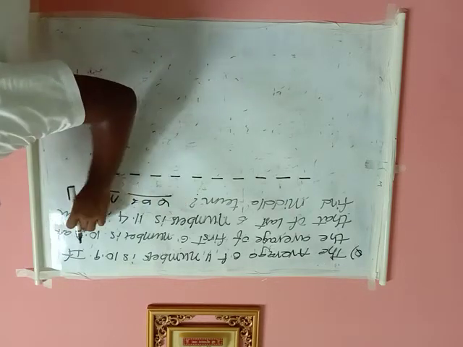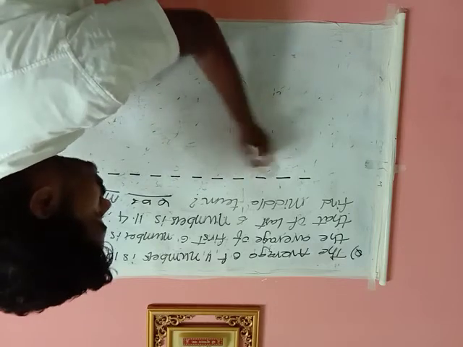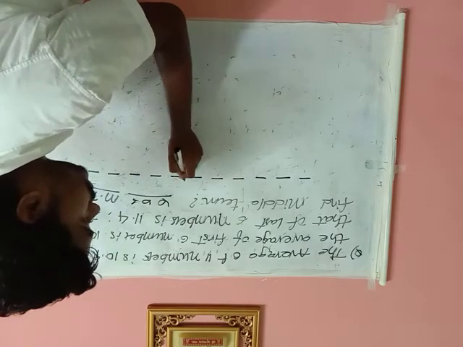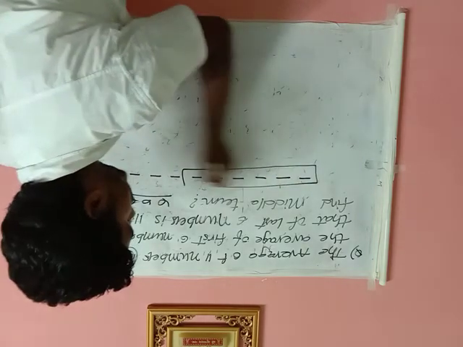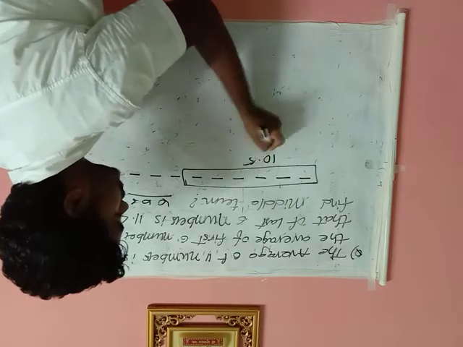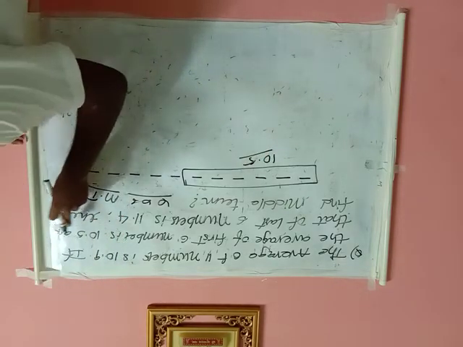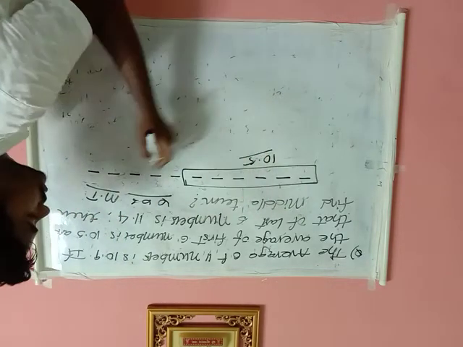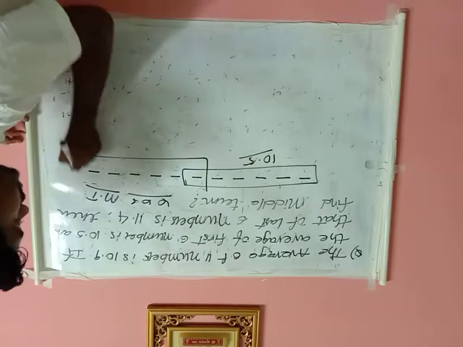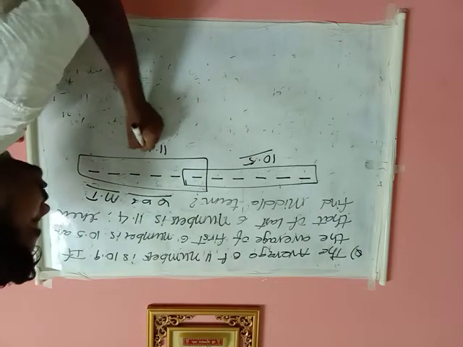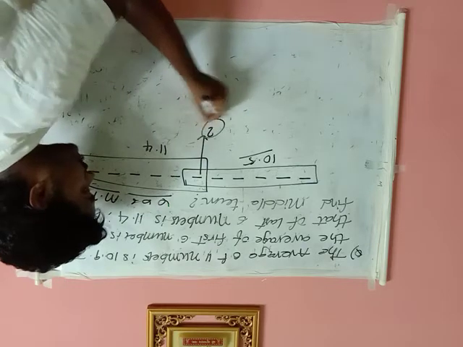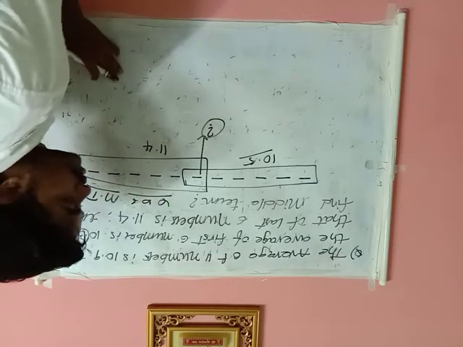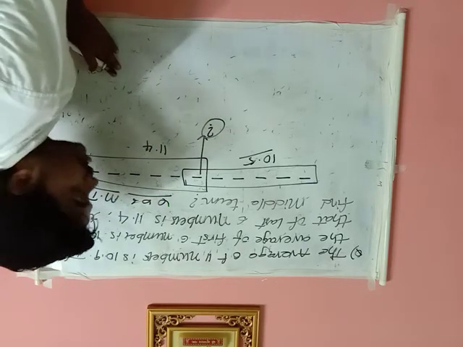The average of the first 6 numbers is 10.5, and that of the last 6 numbers is 11.4. Now he is asking me what this digit is.